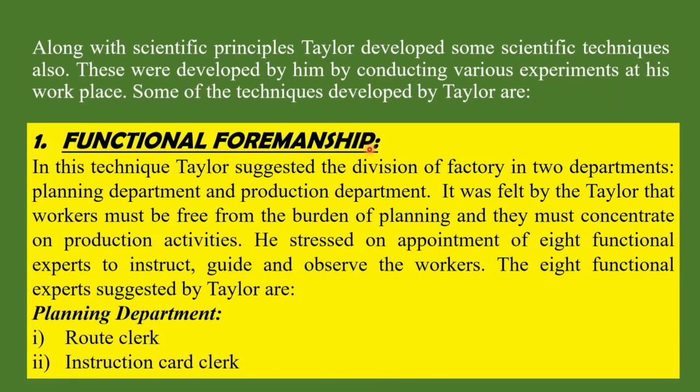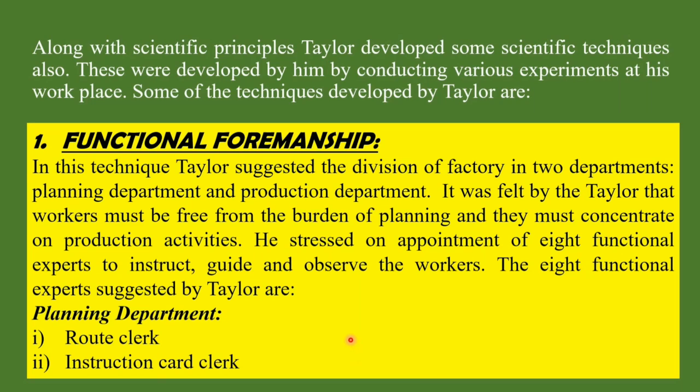Taylor suggested in this technique that the factory should be divided into two departments, that is planning department and production department. It was felt by Taylor that workers must be free from the burden of planning and they must concentrate on production activities. So that is why he suggested the division into two departments, because he felt that one supervisor cannot be specialized in every activity of the organization. So he suggested that in each department there must be some functional experts to supervise, guide and instruct the workers.